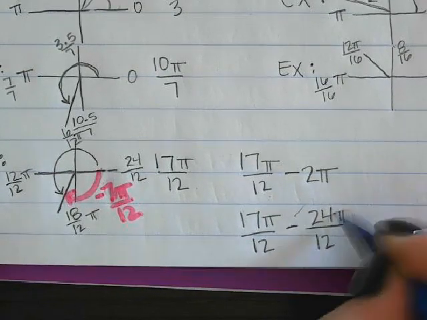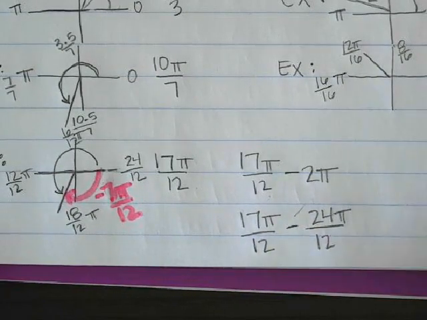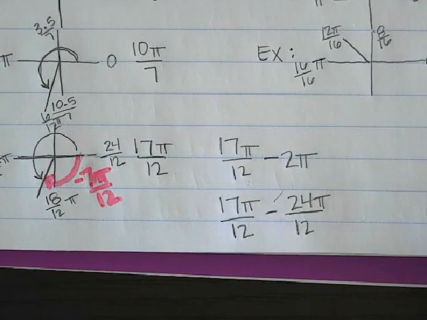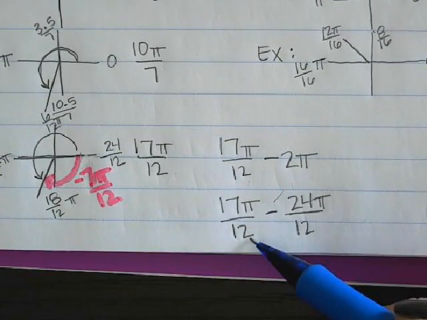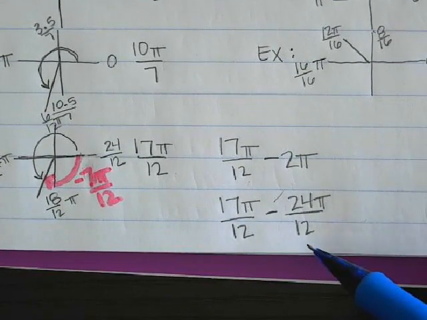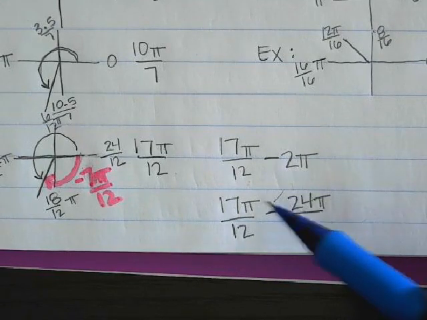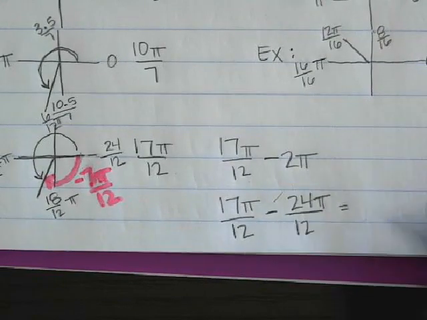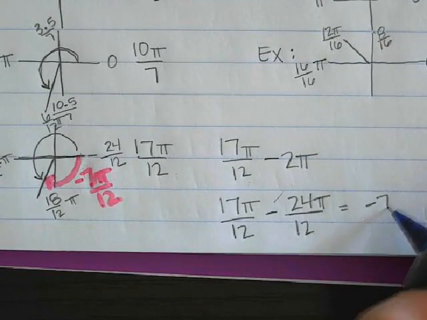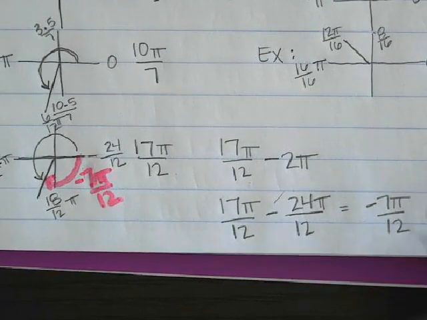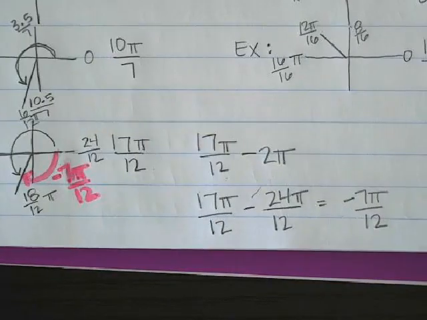So if I want to subtract 2π and I want to do it by hand without a calculator, then I would say 17π/12 minus 24π/12. And then 17/12 minus 24/12 would give you that negative 7π/12. So that's us getting the coterminal angle by hand. Okay.